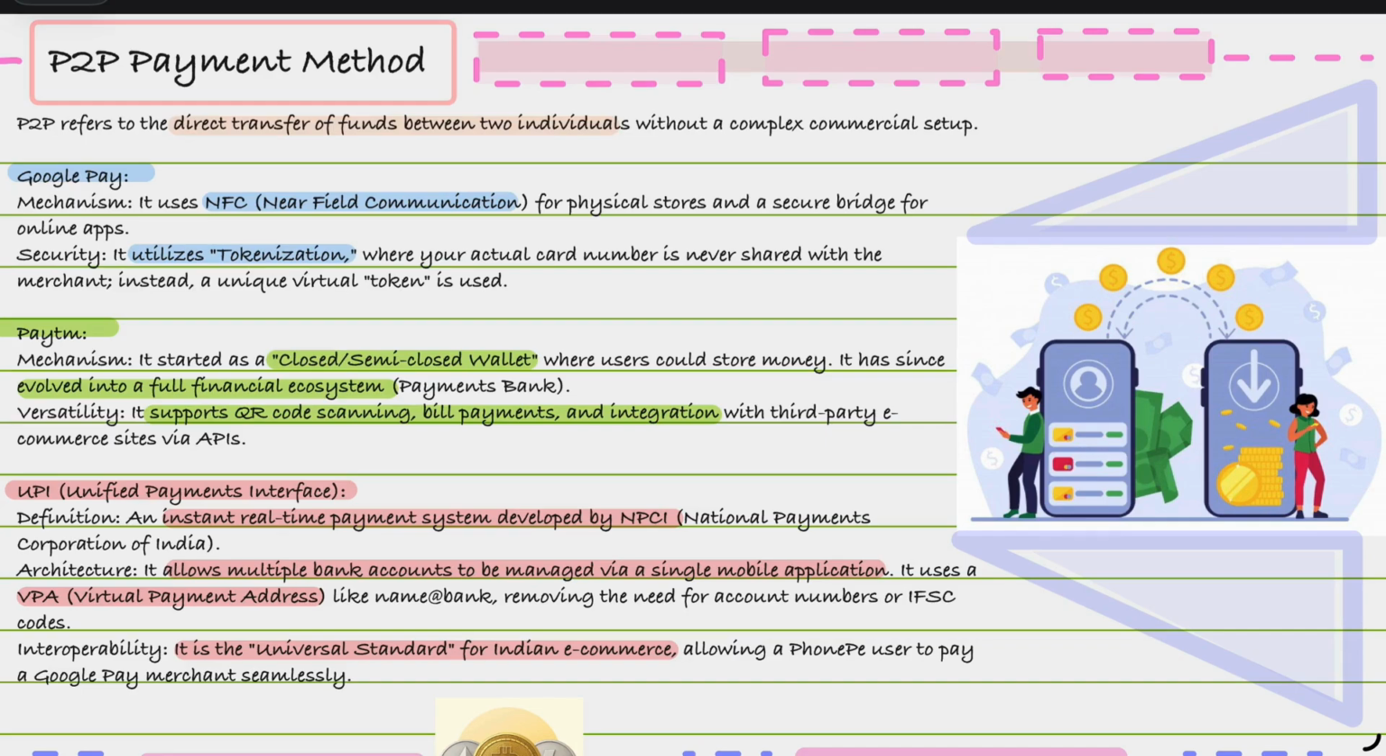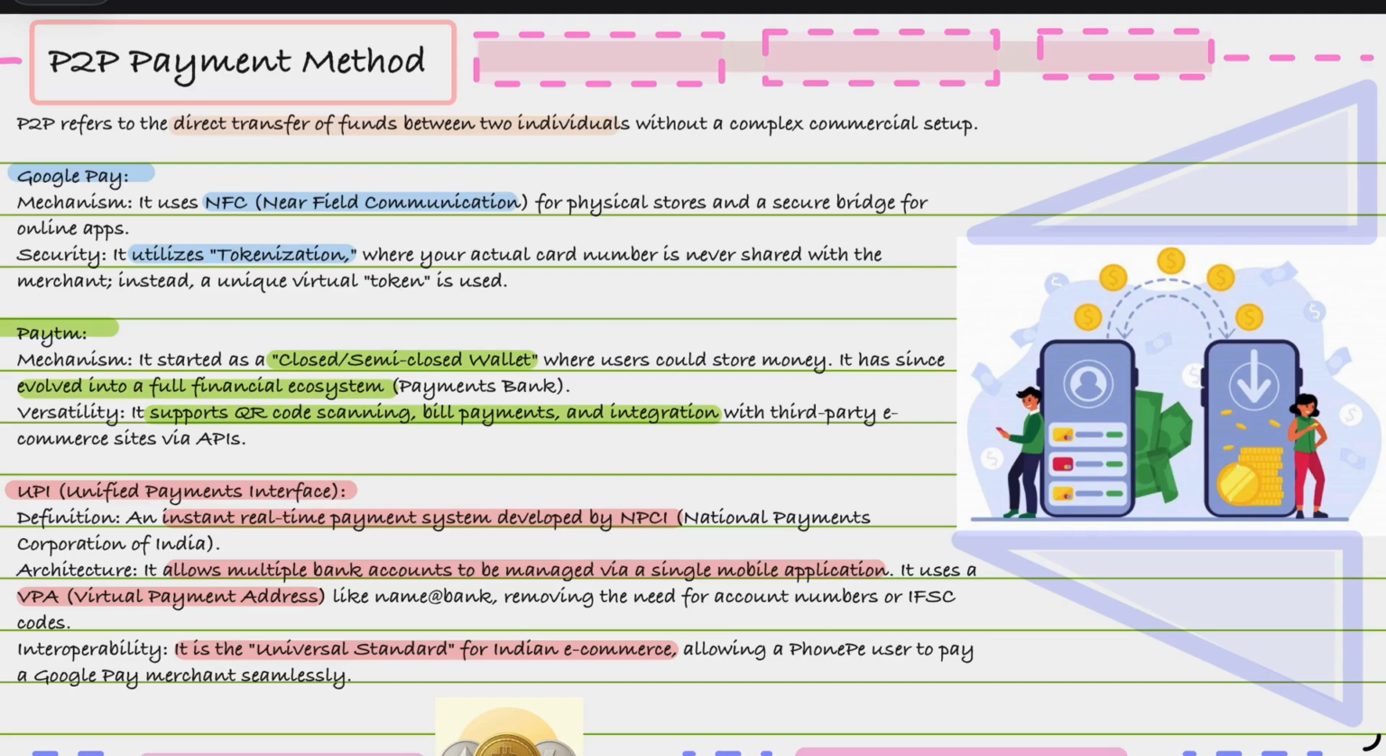So what is happening? Crucially, it relies on tokenization technology, so your actual 16-digit card number is never transmitted across the web. When you are paying the merchant, your account details are not shared with that person. Instead, it passes an encrypted virtual token proxy.